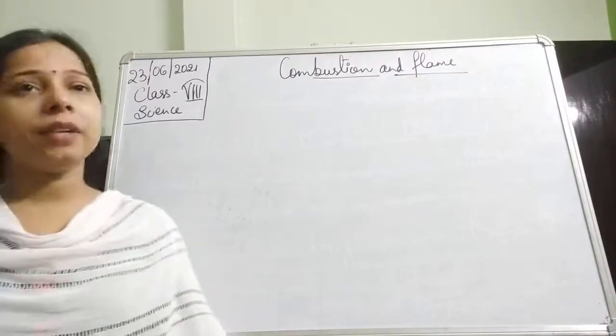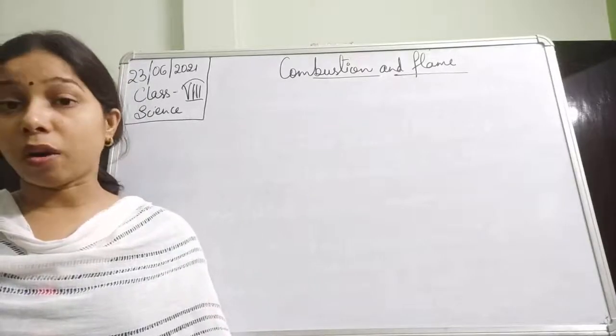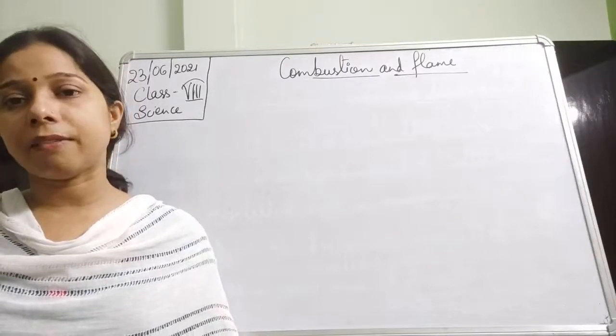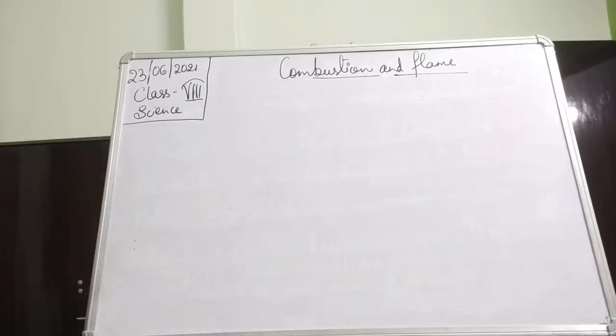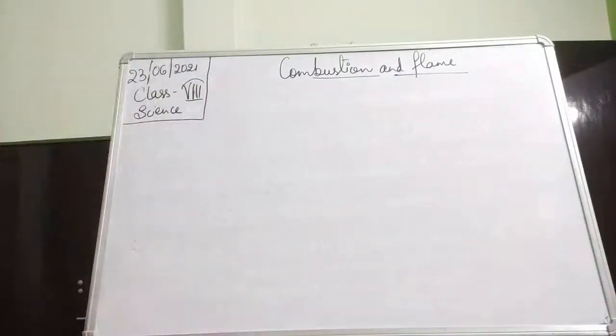So basically we can say here that if any one of the three conditions is not fulfilled for combustion, ultimately the fire will be extinguished. Okay, now there are some other methods also to extinguish fire. So let us see what those methods are.